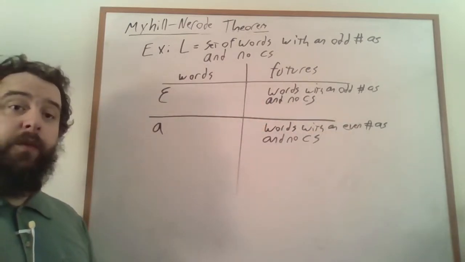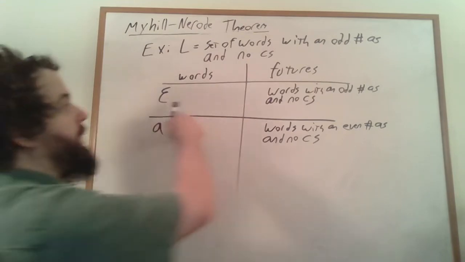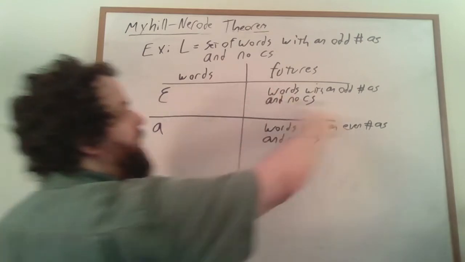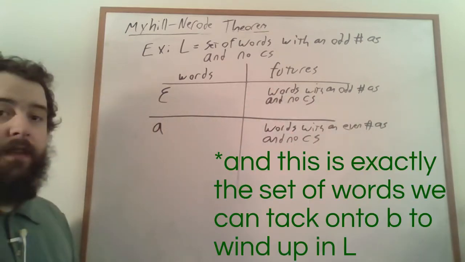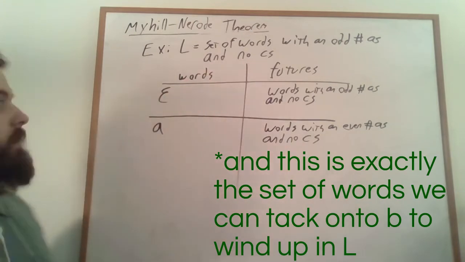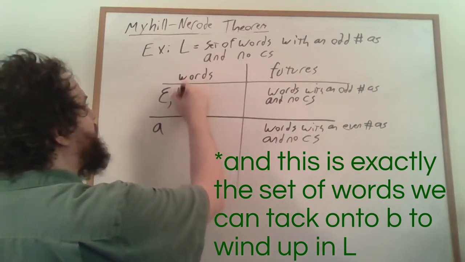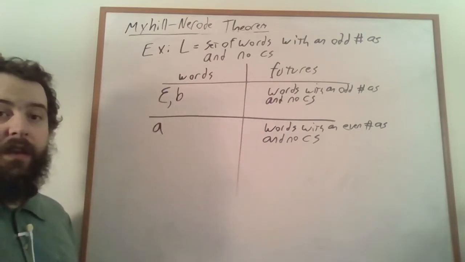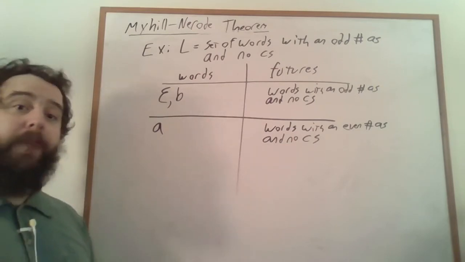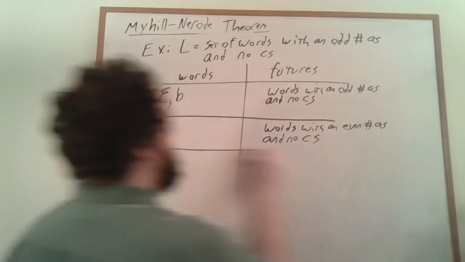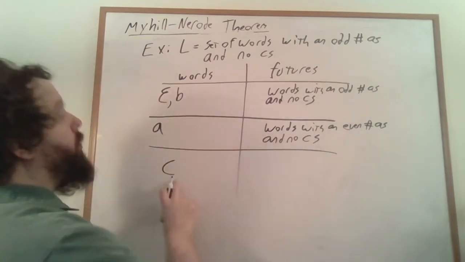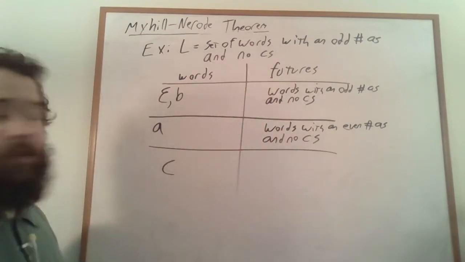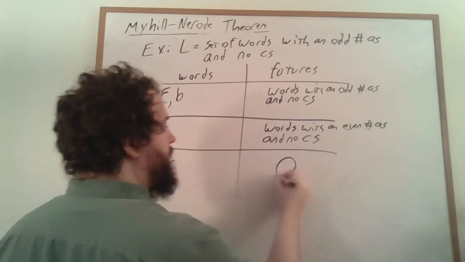Let's take a look at another word. What about the word B? Well, B has the same future as the empty word. If we tack on a word with an odd number of A's and no C's, we're going to get a word in this language here. So B is going to be Myhill-Nerode equivalent to the empty word, and it's going to fall into this first equivalence class. And finally, what about the word C? Well, there's no way of tacking something onto the end of the word C to get something in this language. So the set of futures for C is the empty set.